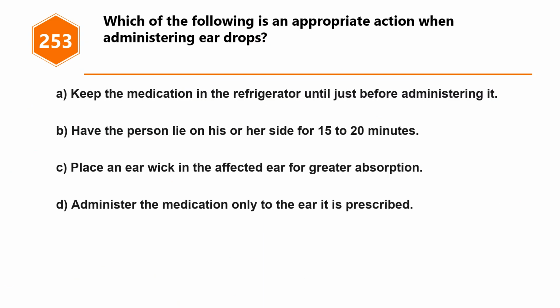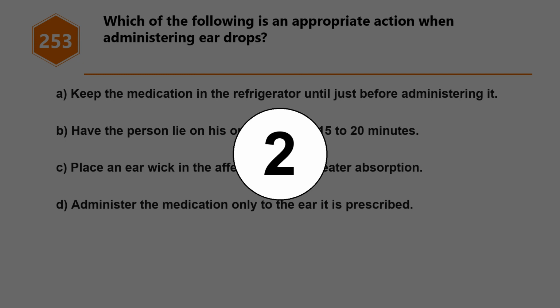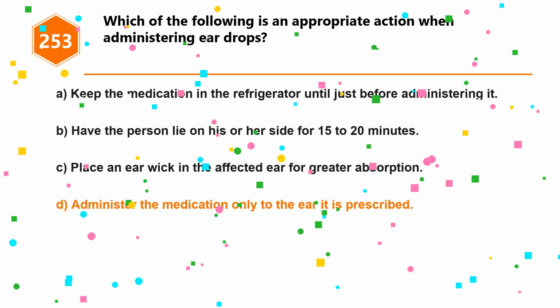Question 253. Which of the following is an appropriate action when administering ear drops? Option A, keep the medication in the refrigerator until just before administering it. Option B, have the person lie on his or her side for 15 to 20 minutes. Option C, place an ear wick in the affected ear for greater absorption. Option D, administer the medication only to the ear it is prescribed. The correct answer is option D, administer the medication only to the ear it is prescribed.